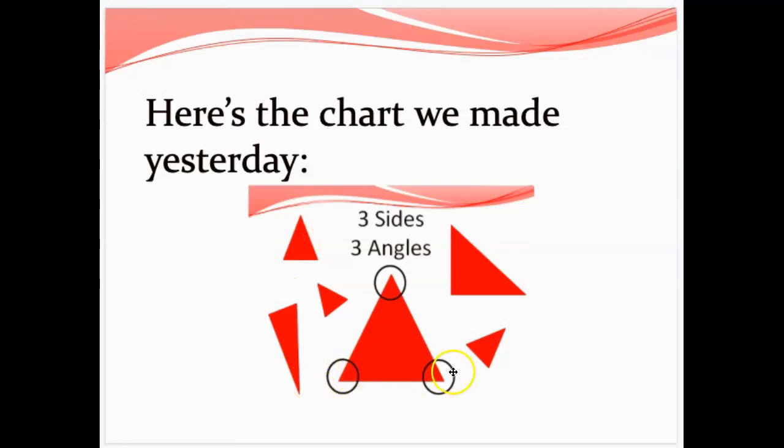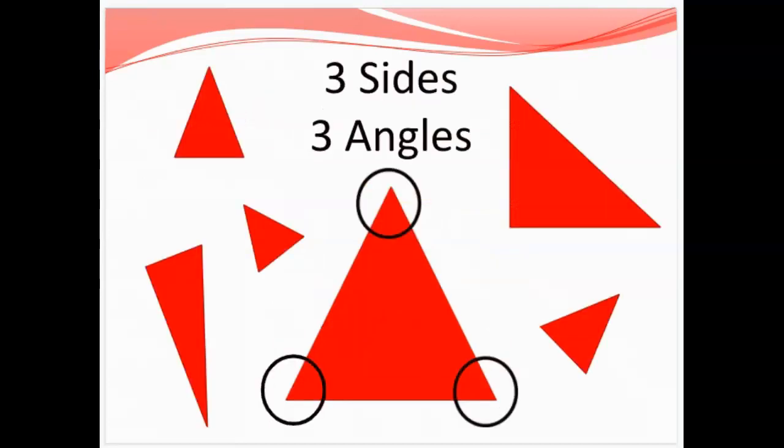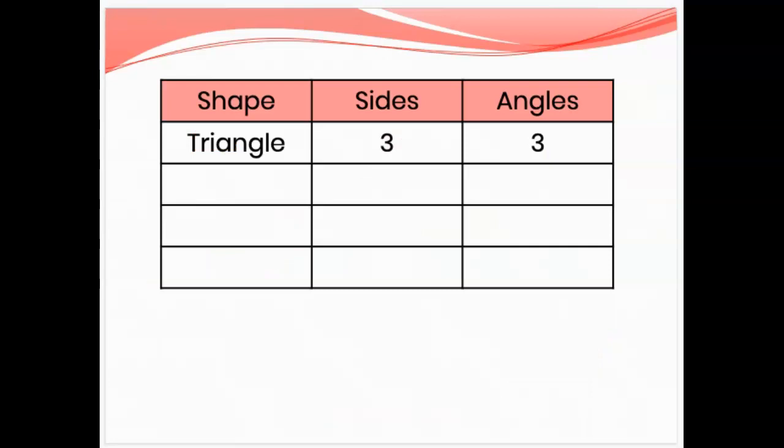So here's what we did yesterday. We were circling the angles and labeling the sides. Triangles have 3 sides and 3 angles. What we're going to do now is we're going to start to make a chart. So I just want you to write the name of the shape and how many sides and how many angles it has. Mine looks like this. We're going to add our other shapes to it below. So for now, just focus on writing the first one. Pause here to complete this first part of your chart and press play when you're ready.